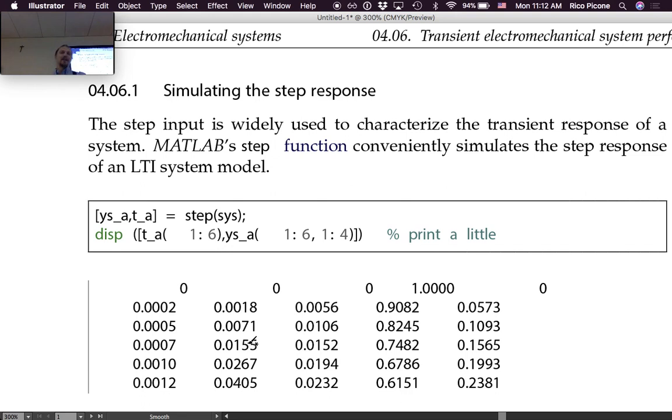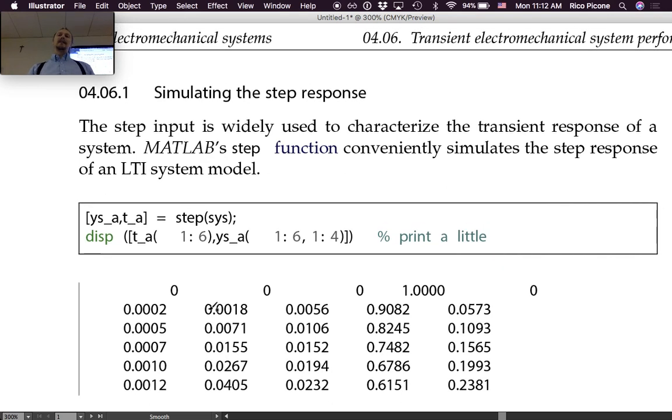Then we're going to simulate. So the step input is widely used to characterize the transient response of a system. So we're using it to characterize the transient response of this electromechanical system, right? We're going to put in a step voltage, and we're going to see how the system responds. For really almost any dynamic system that you have, if you're interested in how it responds to a change in the input, you're almost always going to use the step input to do that. So very common, and this is exactly what you guys are going to do in the lab.